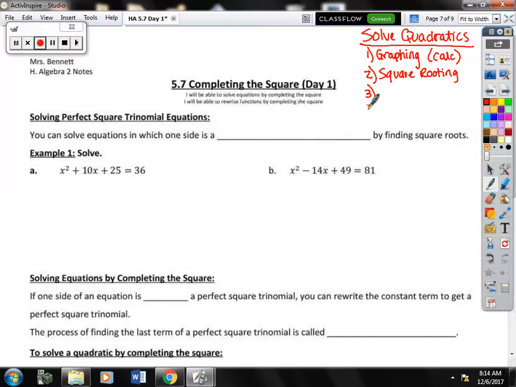And what's the other way we learned to solve things? Ashley? Factoring. Yes. Unfoiling, basically the reverse, the converse of factoring. Okay, today we're going to learn a 4th method, and that is completing the square.